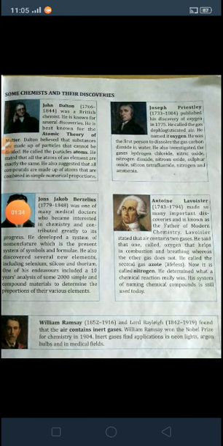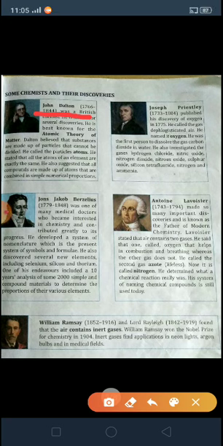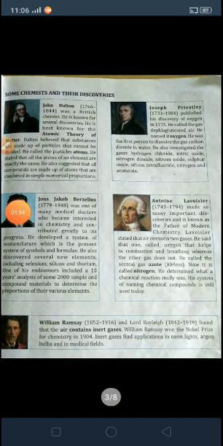Then second question, which of the following is well known for his work on the periodic table? Here also 4 options are given. First one is John Dalton. So we have to check which is the right one. John Dalton is best known for the atomic theory of matter, not for the periodic table. Then we will check the second option.